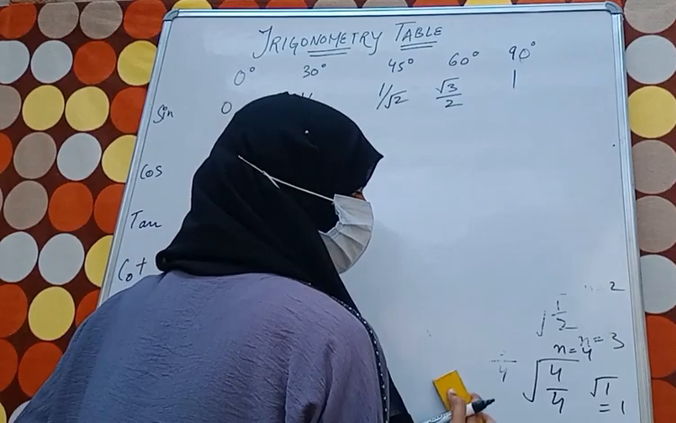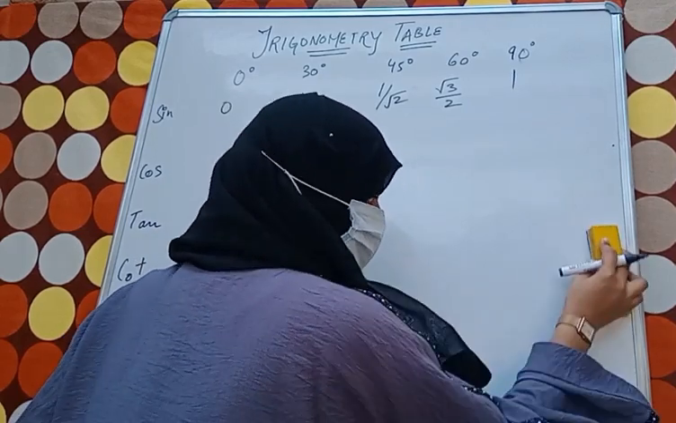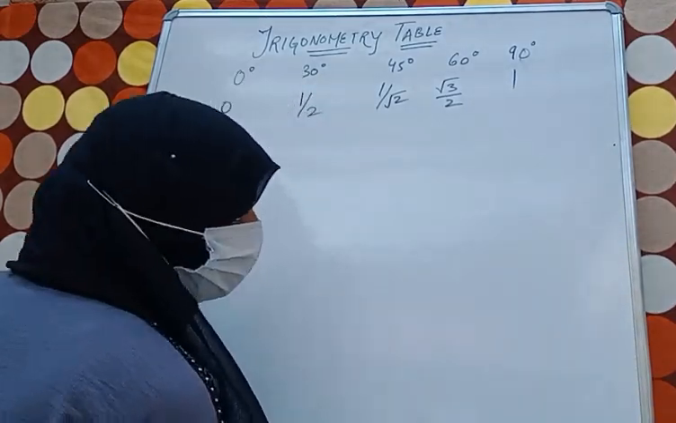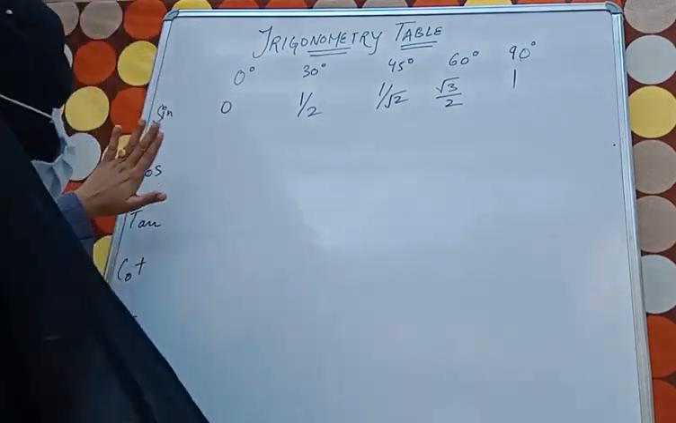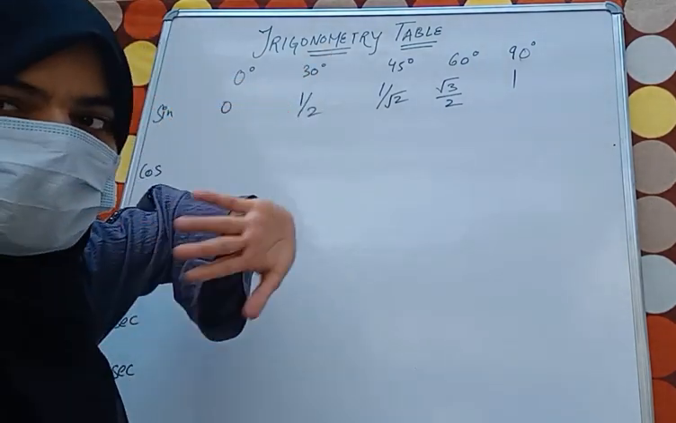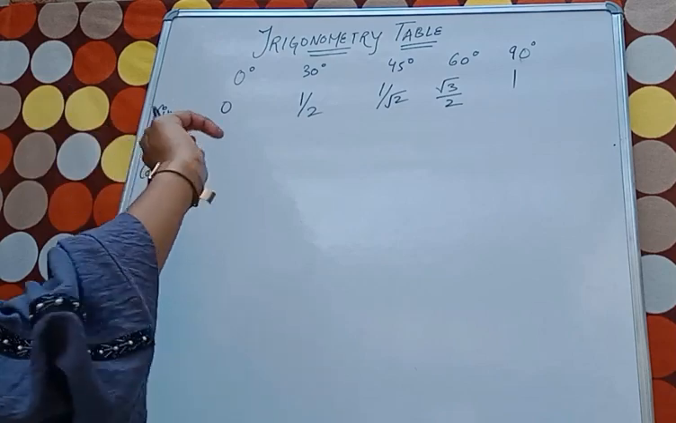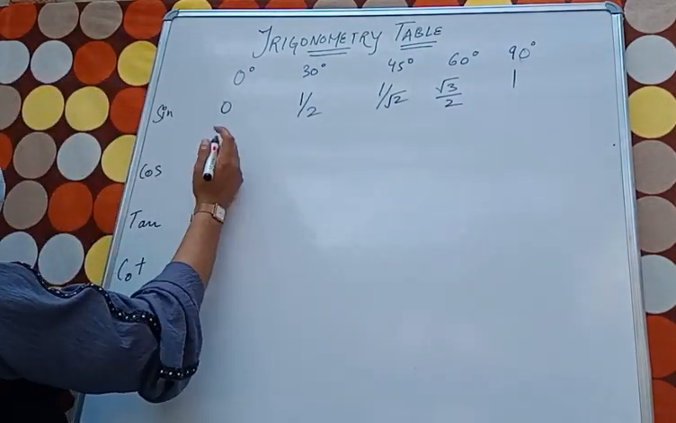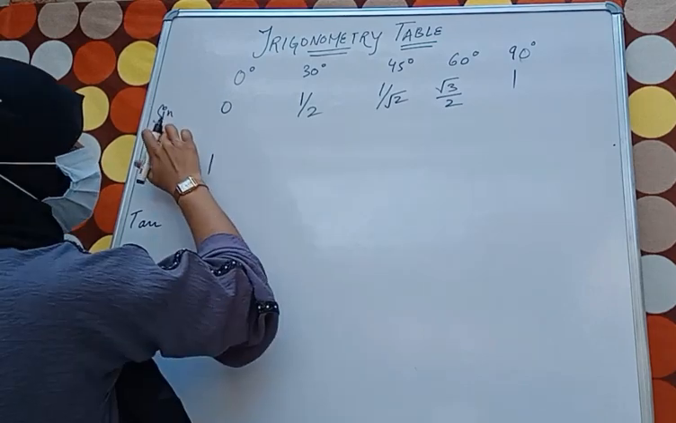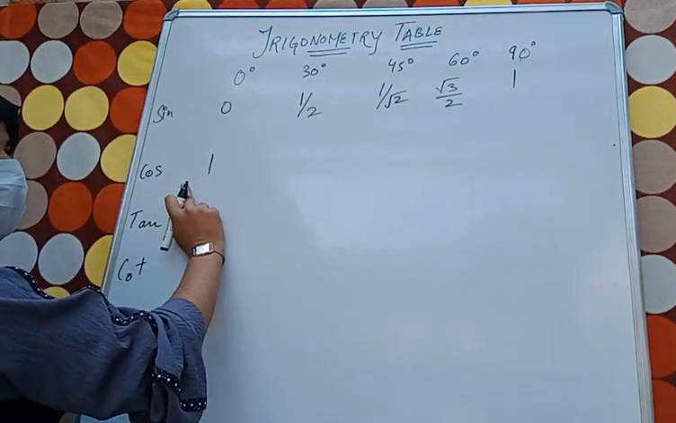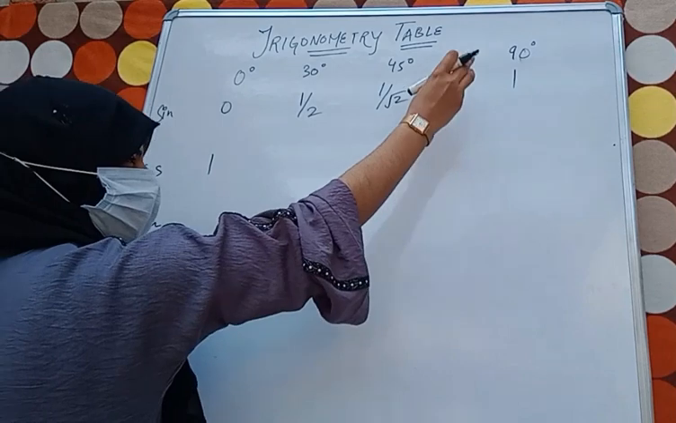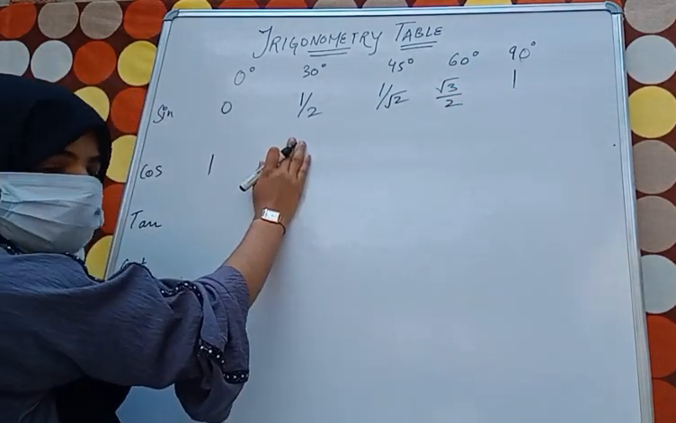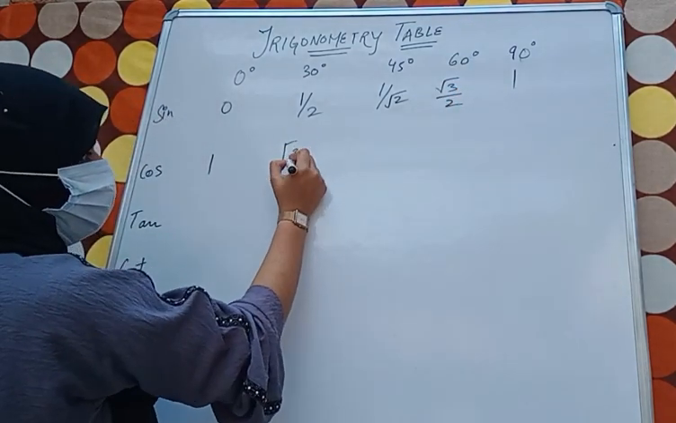Now what happened? Our sine theta values are being created, the sine values for the angles. For cos, what will we do? We will take the values from here and put them here in reverse. Sine 90 becomes cos 0, and we take this value 1 and put it here. Inverse. Root 3 upon 2.